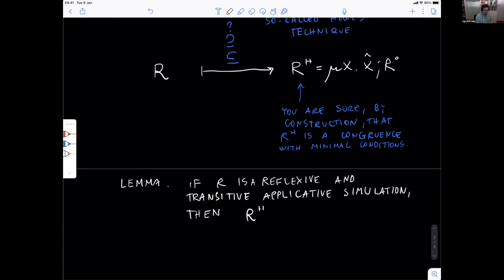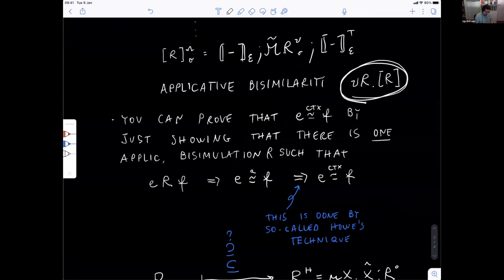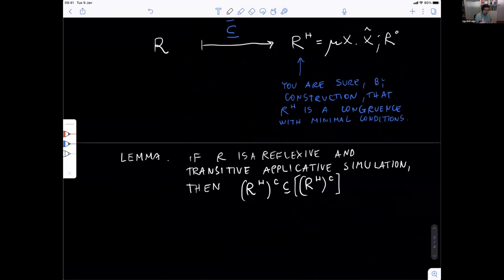The house extension of R in its closed version is included in R, and this tells you that you have exactly what you like, because it tells you that R is itself a postfix point here, right? And then you can get exactly what you like.